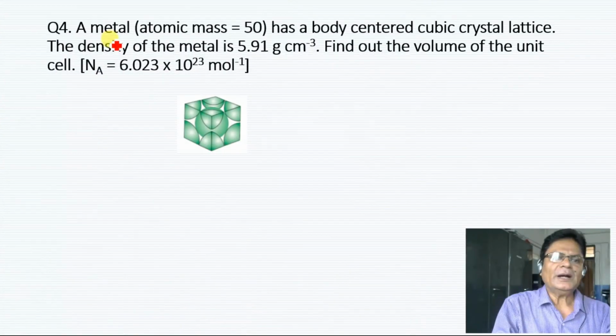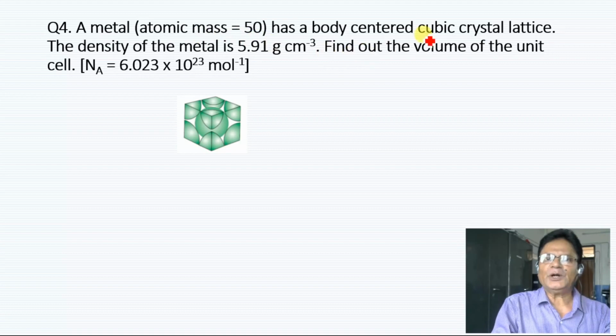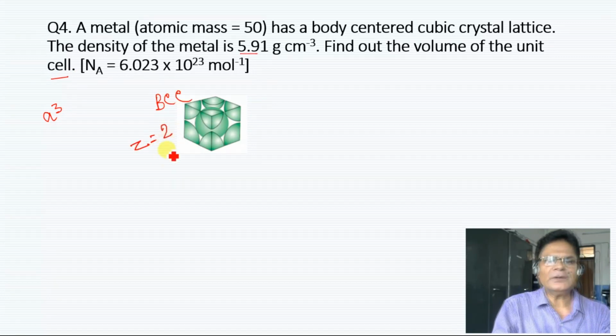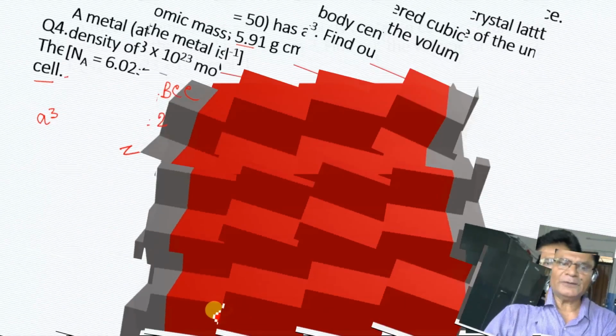Question number 4. A metal of atomic mass 50 has a body centered cubic lattice. The density of the metal is 5.91 gram per centimeter cube. Density is given. Find out the volume of the unit cell. That means a cube is the volume of the unit cell, right? And this is BCC unit cell. Therefore, rank is equal to how much? 2. Now find the volume of the unit cell.